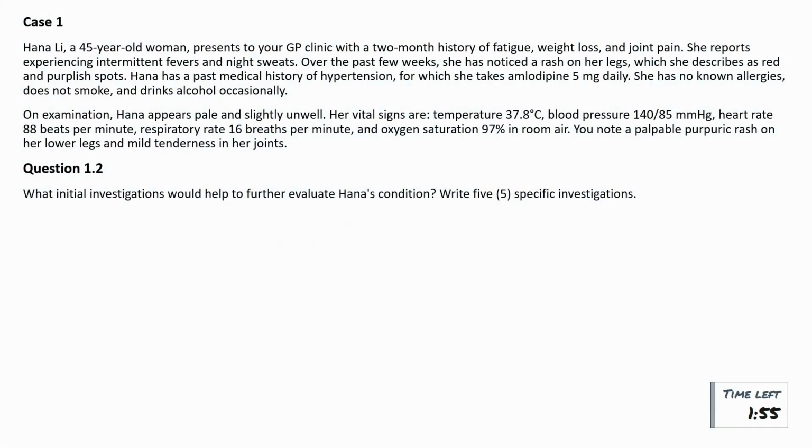Question 1.2. What initial investigations would help to further evaluate Hannah's condition? Write 5 specific investigations.